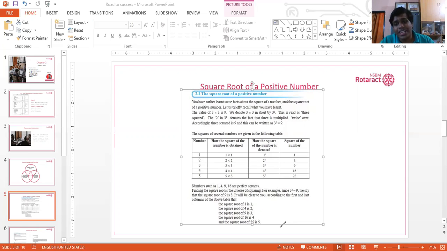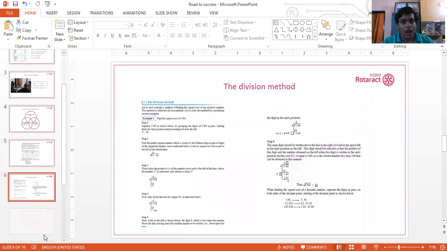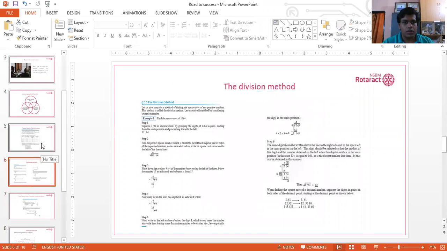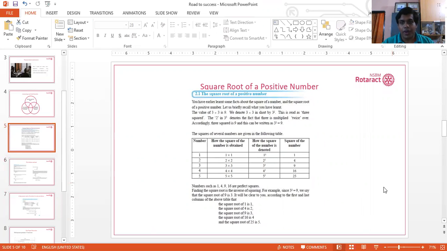For example, since 3 squared equals 9, we say the square root of 9 is 3. It's simple as that. Square root of 1 is 1. Read this stuff. 4 is 2, 9 is 3, 16 is 4, 25 is 5. How did it happen? 5 into 5 is 25. So square root of 25 is 5. So in this chapter, we are not only talking about this stuff. We are also talking about how we are finding the square root of a positive number, of any positive number.